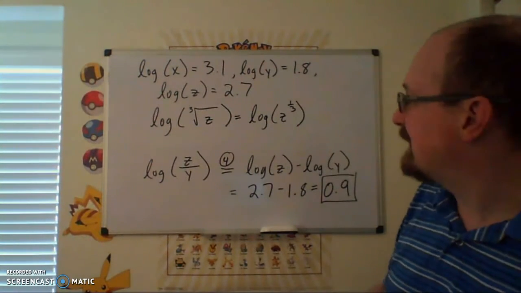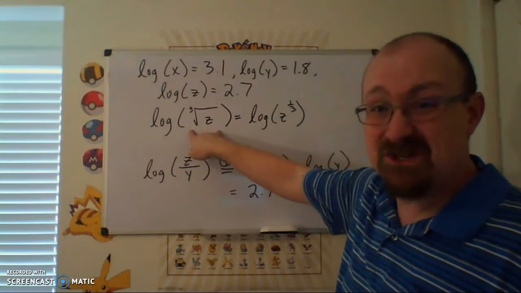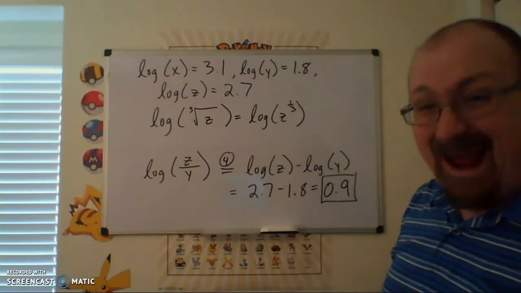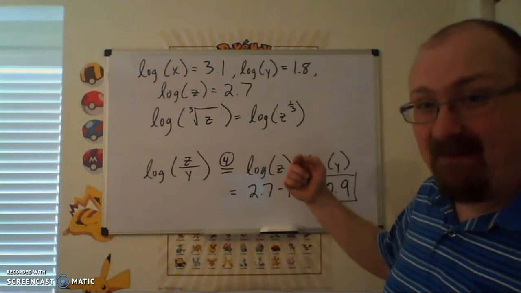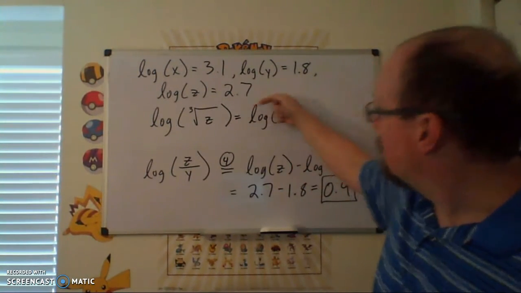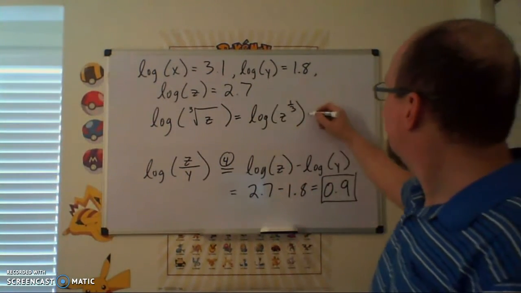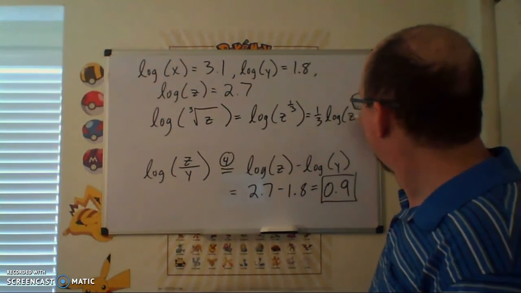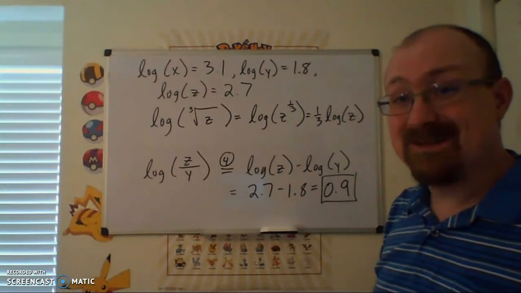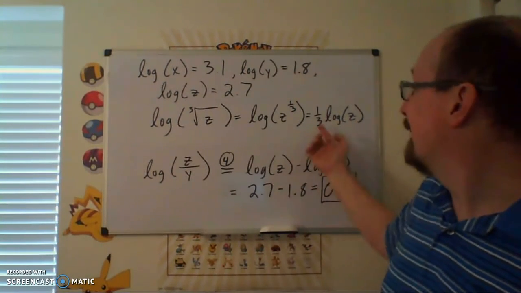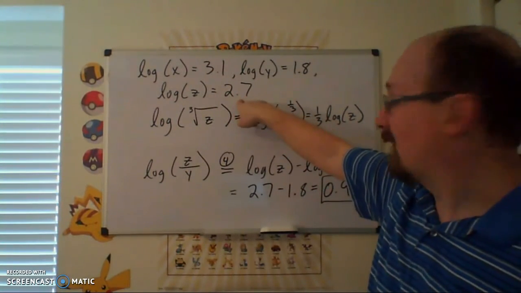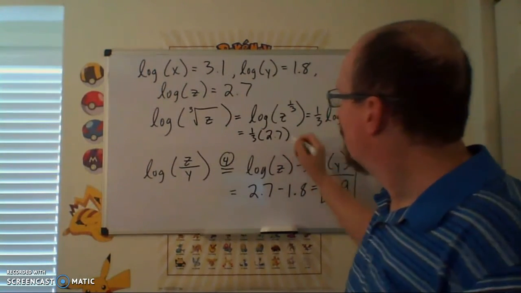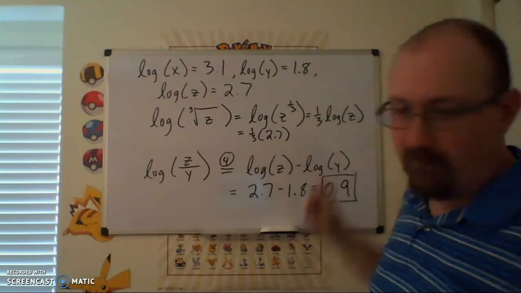The magic of exponents says I can write this cube root of z that's showing up here as z raised to the 1/3 power. Now I can use property 5, the one I said was super useful. I can pull that 1/3 out front of the log as a coefficient. So I'd have 1/3 times the log of z, and again, we know what that number is. It's 2.7. So we have 1/3 times our 2.7.